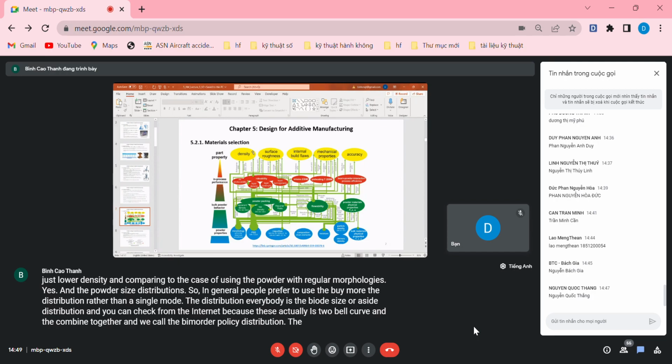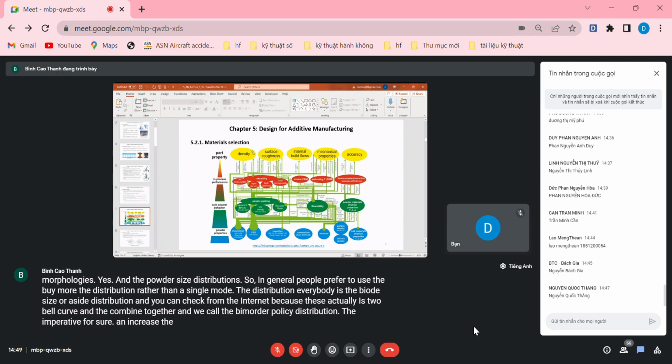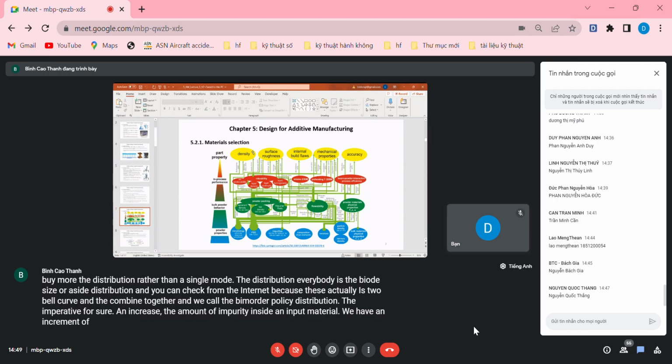The impurity, for sure, increases the amount of impurity inside the input material. We have an increment of the risk of defects after the fabrication of the part by additive manufacturing, and so on and so on.